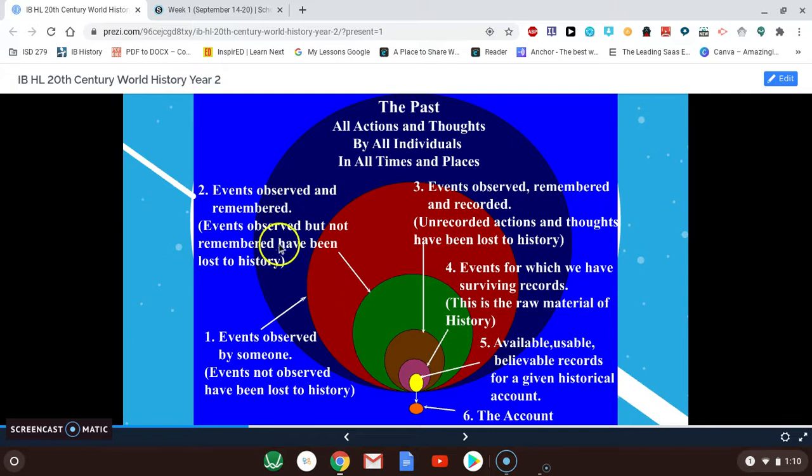All right. And then number 2 are the things in green, which you see get even smaller, the things that are observed and remembered. All right. Because if you saw it, but you don't remember it, it's just lost. It's just gone. All right. And then we get to 3. These are the things that are observed, remembered, and recorded. Okay, so number 3 here, this brown circle and everything in between here is everything that was basically written down.